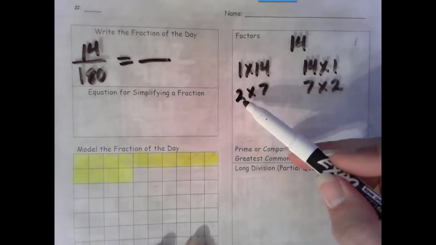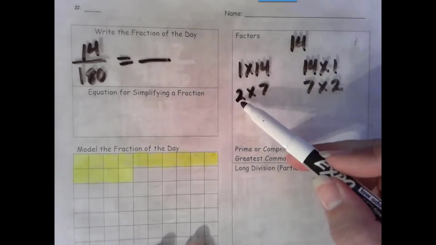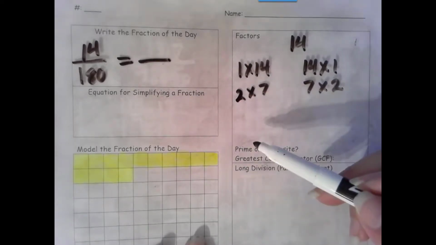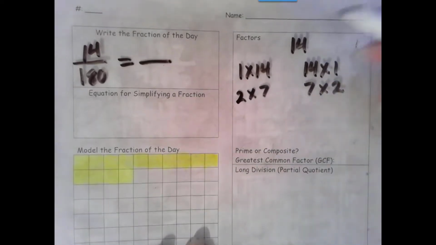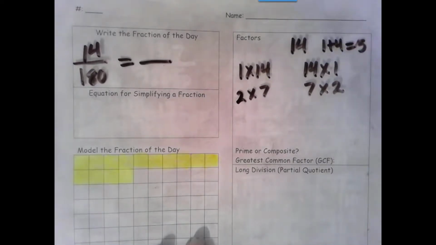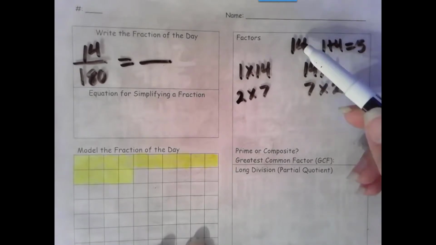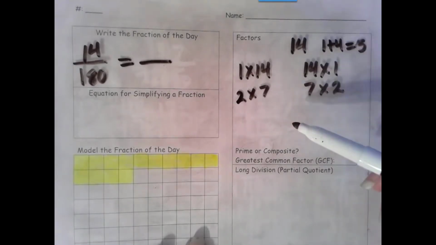The only numbers I need to try now are between 2 and 7. The whole or counting, the natural or counting numbers between 2 and 7. After 2, we try 3. The rule for 3 is that we add the digits together. 1 plus 4 equals 5. 5 is not a multiple of 3, so 3 is not a factor. We try 4. 4, 8, 12, 16. 14 is not in that list of multiples, so 4 is not a factor.